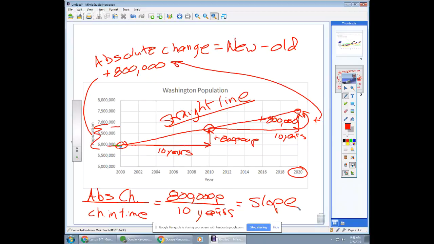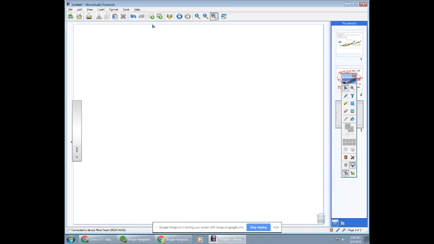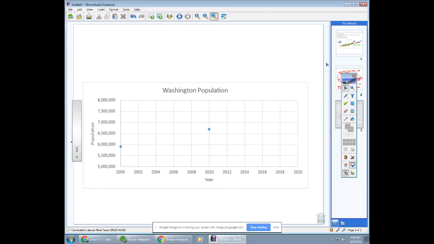Now, sometimes instead of talking about the absolute change, the population went up by 800,000 people, sometimes we talk about it in terms of percentages. Okay, so we're going to look at percent change, which is also called relative change, in the next graph. Let's get a copy of this again. So now I'm going to take a look at relative change.